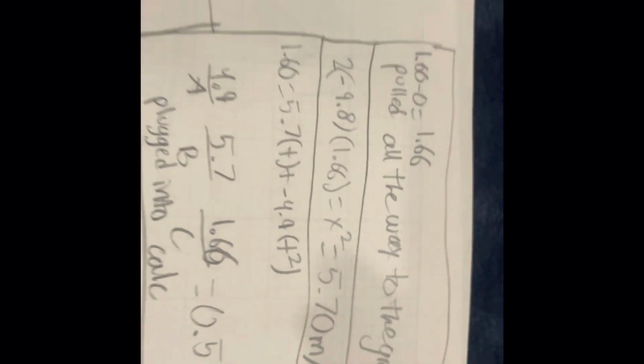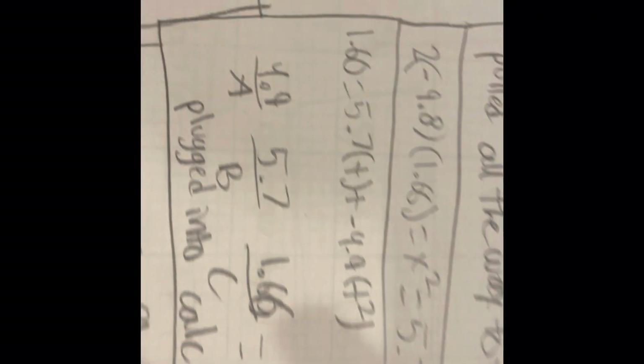This stayed the same because it was pulled all the way down to the ground. For this equation, we used this formula. The 2 gravity times y max adjusted equals v max squared minus viy squared.